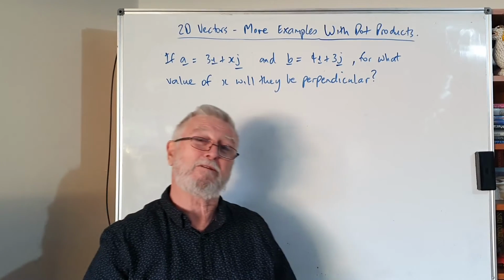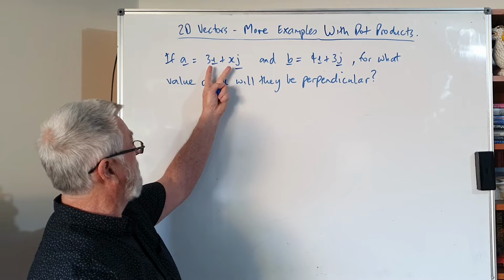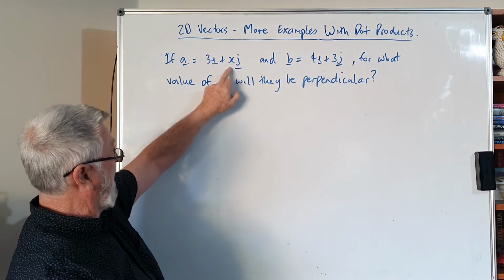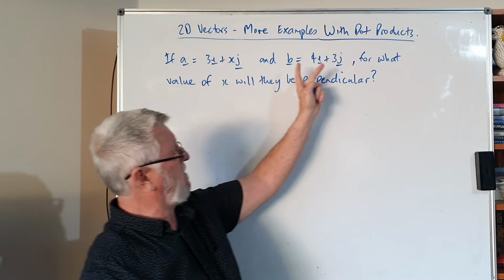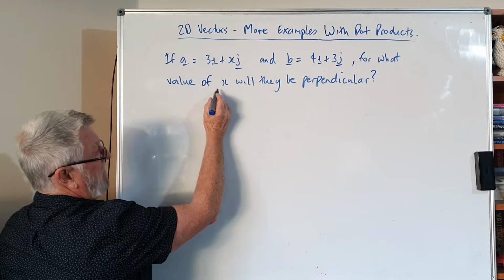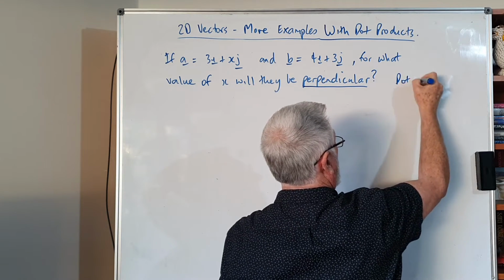Hi everyone, here's another example of what we can do with dot products and vectors. So if I've got two vectors A and B, for what value of x will that vector be perpendicular to that vector? Now, let's have a look at what we can do. If we're talking about being perpendicular, what do we need to use? The dot product.